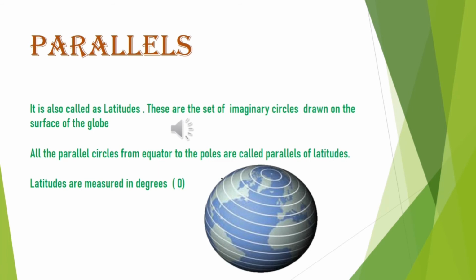Let us now learn about parallels. Parallels are a set of imaginary circles or lines that are drawn on the surface of the globe. Parallels are also called latitudes. All parallel circles from the equator to the poles are called parallels of latitude. As you can see in the picture, these are the parallel circles that are drawn on the surface of the globe. Each parallel or each latitude is measured in degrees.